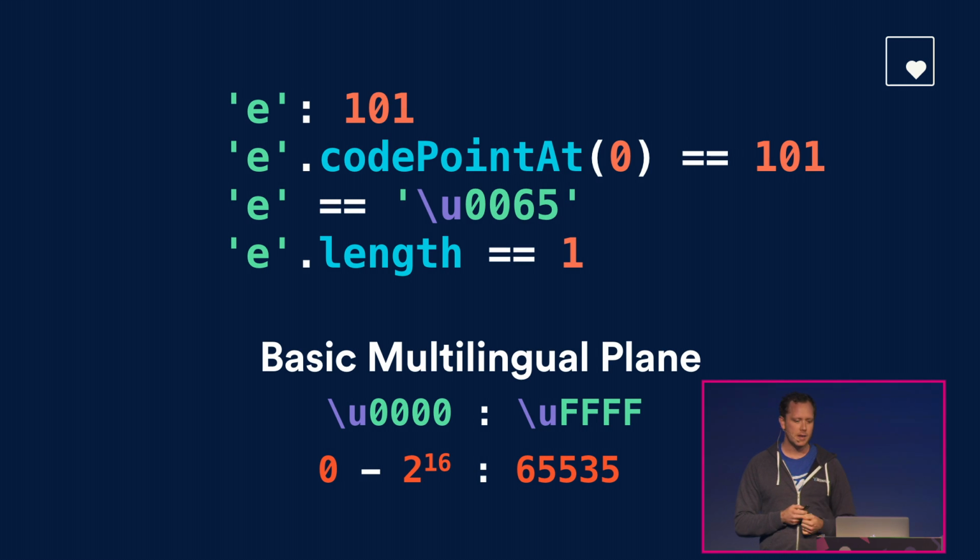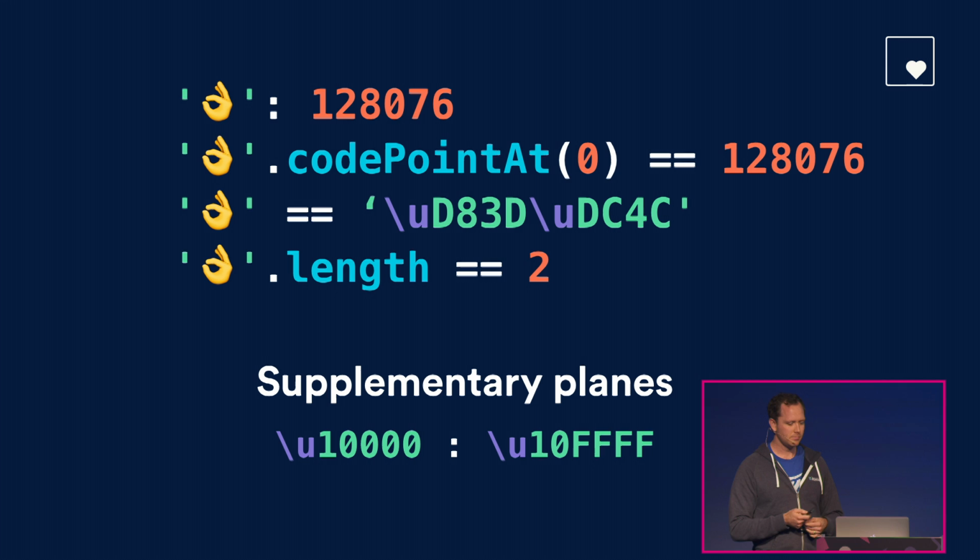So let's start with this string here, the letter E. It equates to the Unicode integer of 101. You can pull that out from the string using codePointAt, and it's going to give you that integer back. But you'll see it's in hexadecimal, and in the Unicode string sense, it equals \u0065 and has a length of 1. This will be true for any character that has a Unicode code point between 0 and 2 to the power of 16. Things get interesting when we start to move to characters that are bigger than 2 to the power of 16 in integer value.